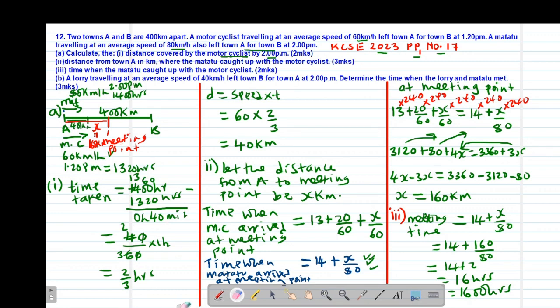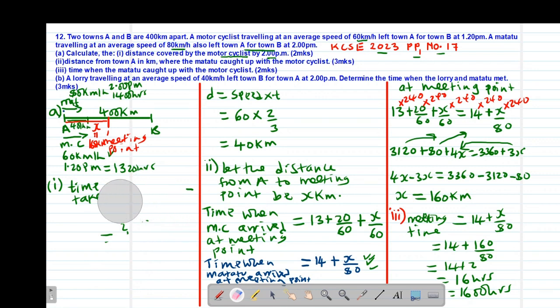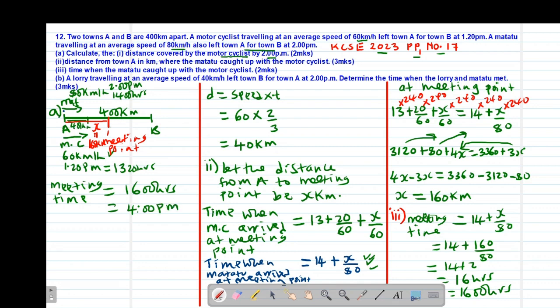Remember, 1600 hours simply means that those two met at 4:00 p.m. Therefore, the meeting time was 16 hours, 1600 hours, or 4:00 p.m. So that is the time that these two actually met, which was 4:00 p.m. Then we move to part B of the question, but remember, you can also work with the other equation.